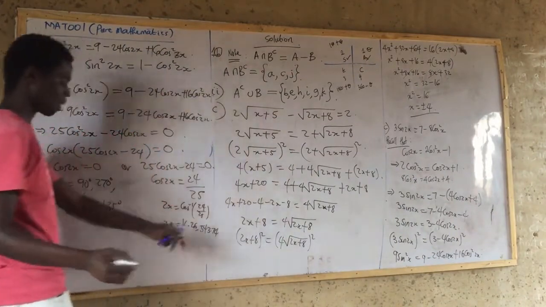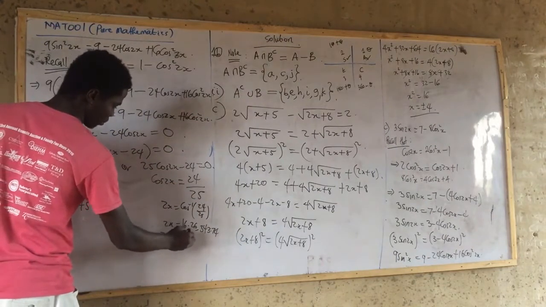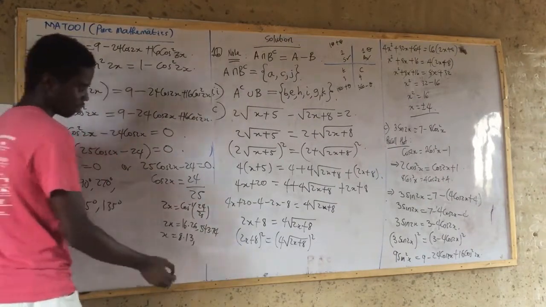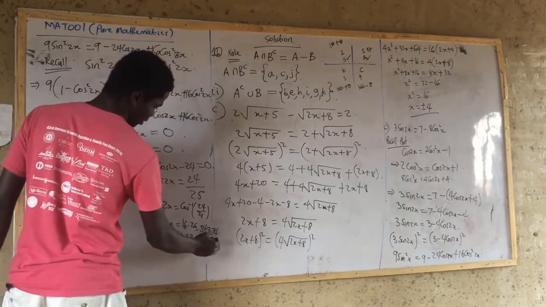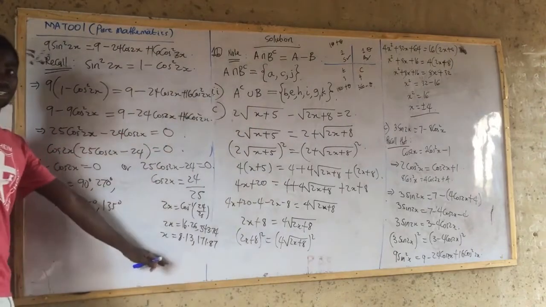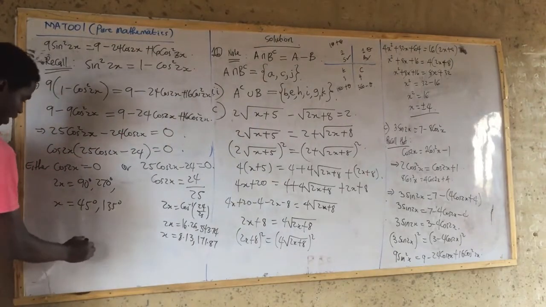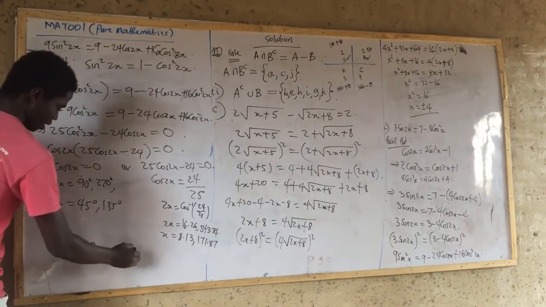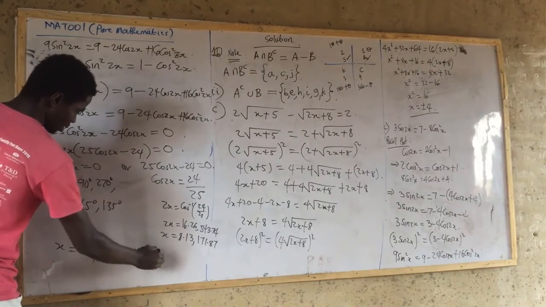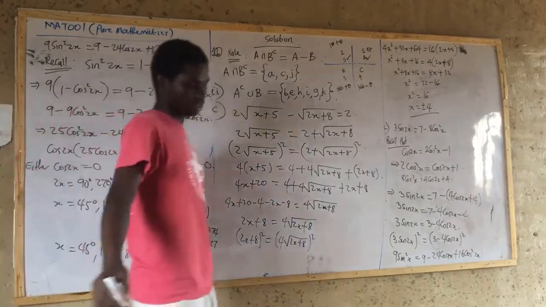So I will divide by 2. Dividing 2x by 2, x will be equal to 8.13 or 171.87. That's what you are going to have. So the answer for this question is 45 degrees, 135 degrees, 8.13 degrees, and 171.87 degrees. And that's all.